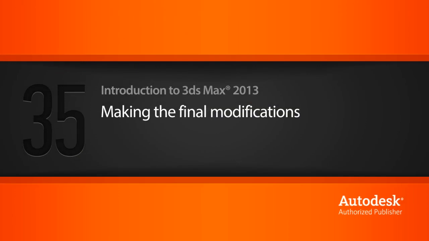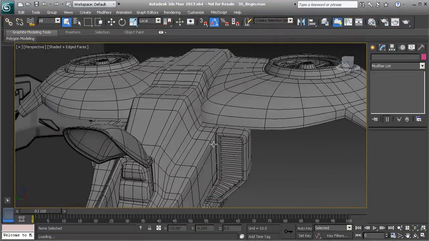In this lesson, we're going to make some final modifications to our airship. Alright, so let's come in and let's make some modifications to the wings.